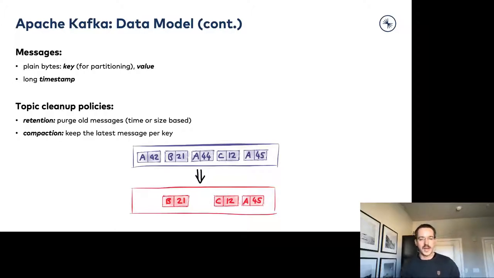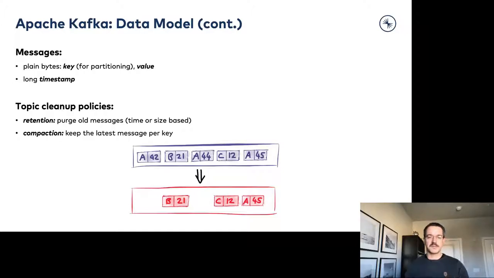where you would say, well, I treat the key of the message as kind of the primary key, if you wish. And every time I write a message with the same key, I consider it to be an update to the old message. And then the compaction policy allows that older versions for the same message with the same key can be deleted from the log.